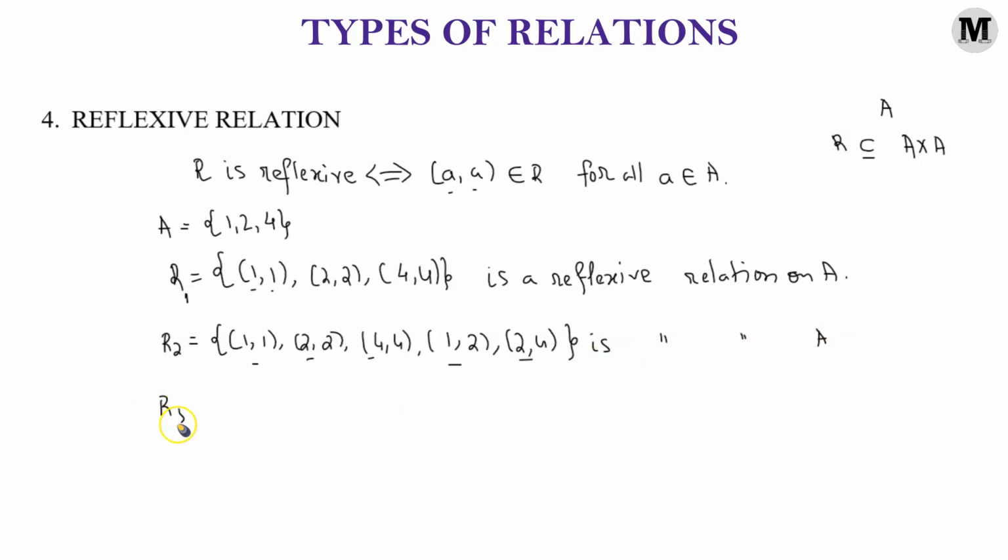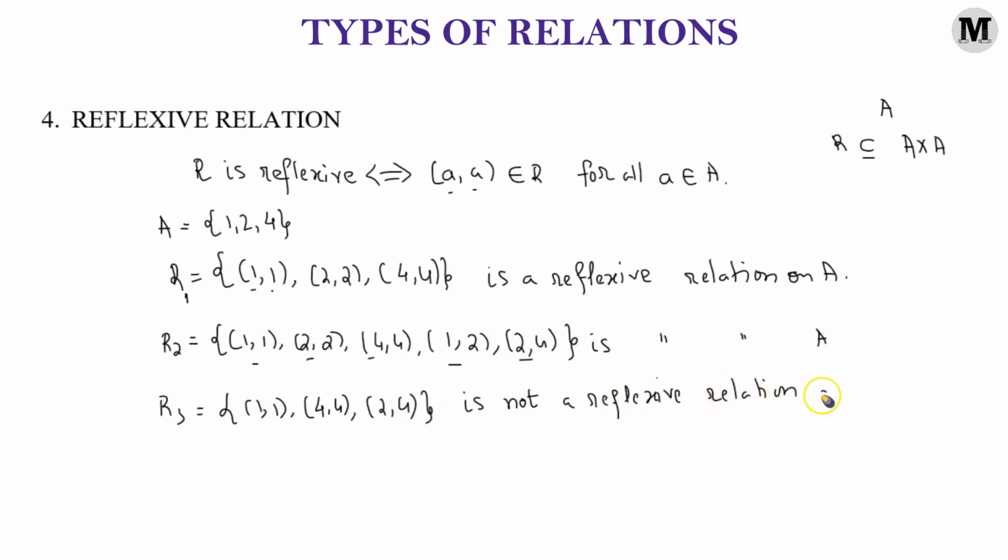Okay, what about R3 that contains 1, 1 and the ordered pair 4, 4, and then we have, let's say, 2, 4. Now, is this a reflexive relation? No, this is not a reflexive relation on A. Now, why is it not a reflexive relation? It is not a reflexive relation because 2, 2 is not a member of R3. We need it to be a member of R3.